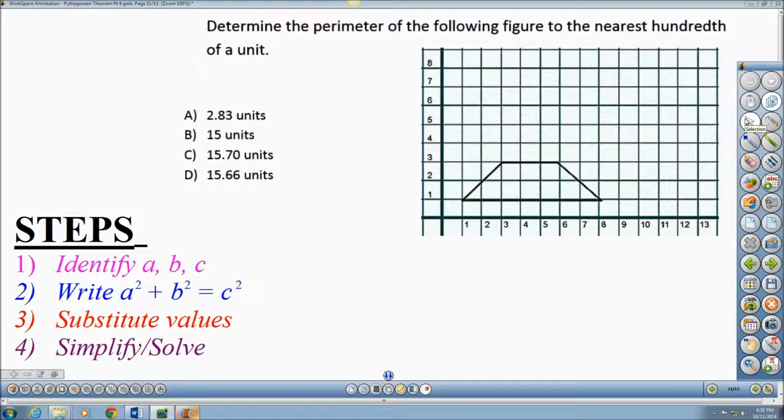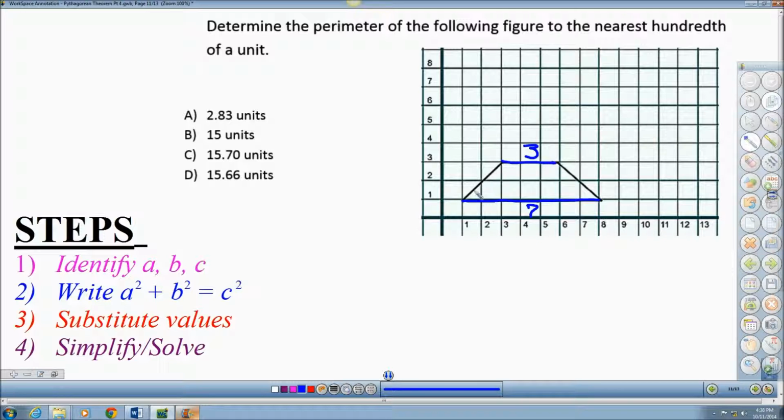As we look at this next problem, it is also on the coordinate grid. The problem reads, determine the perimeter of the following figure to the nearest hundredth of a unit. Well, the figure is a trapezoid. And as we look at it, I know that perimeter means that I've got to add up all the sides. I know that this side here is 1, 2, 3 units, so I'm going to label it 3 units. I know that the bottom edge is 1, 2, 3, 4, 5, 6, 7 units, so I'm going to label it 7 units.